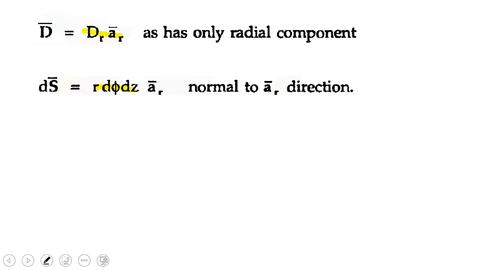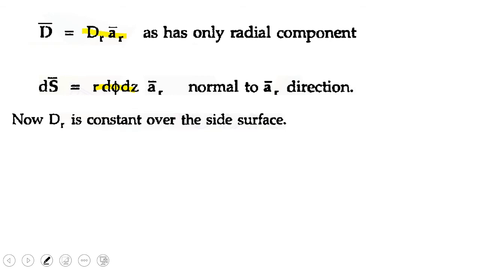Now in our Gauss law we have D dot dS. So D dot dS will be the multiplication of D and dS. So D_r, r, d phi, dz, a_r vector into a_r vector. So what is a_r vector into a_r vector?